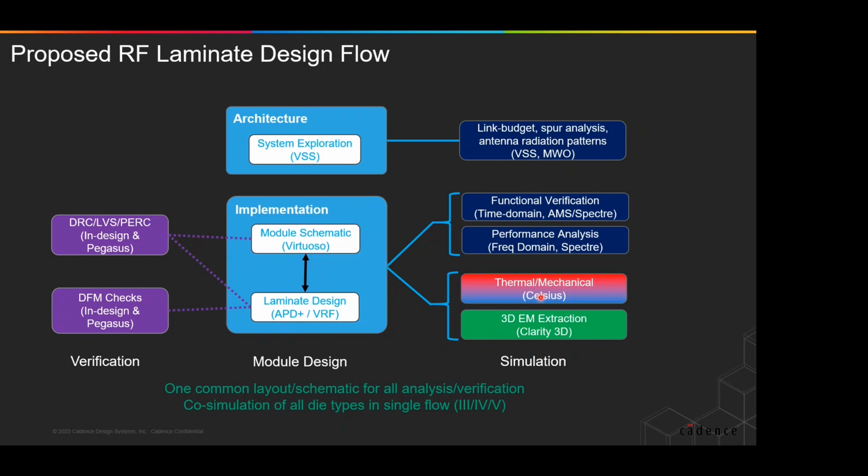And so in our flow, we end up with one common layout and schematic for all analysis verification and co-simulation for all types of die in a single flow. And when we say all types of die, we really mean types 3, 4, and 5. So we'll talk a little bit more about that as a feature of Spectre that's going to be coming out in the near future.